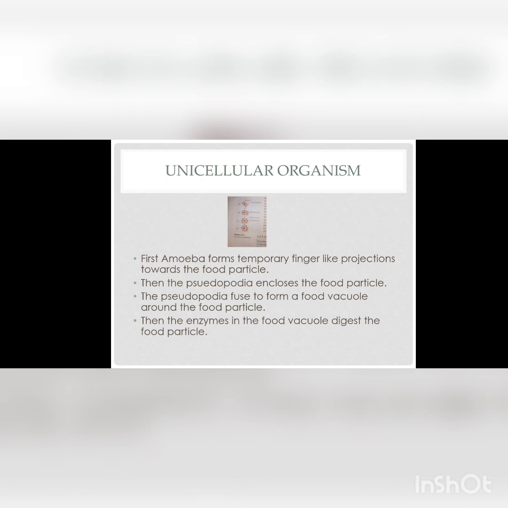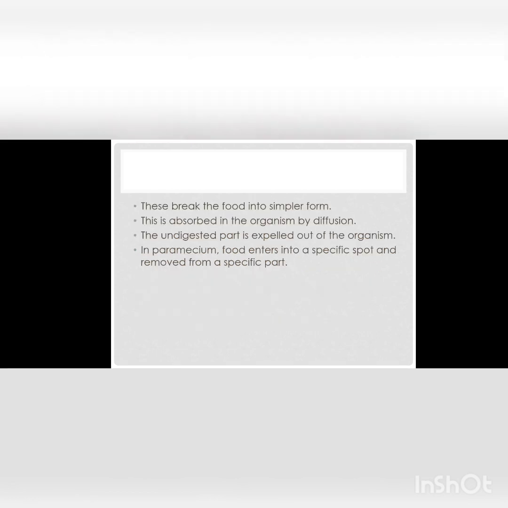The food vacuole consists of enzymes which help in digesting the food particle and break it down into simpler form. This is then absorbed in the organism by diffusion. The undigested part is expelled out of the organism. In paramecium, food enters into a specific spot and is removed from a specific part.